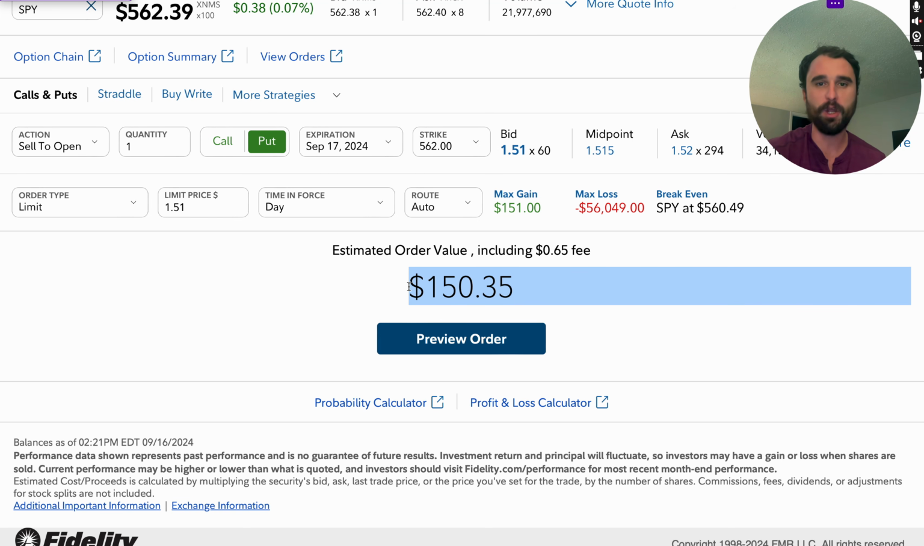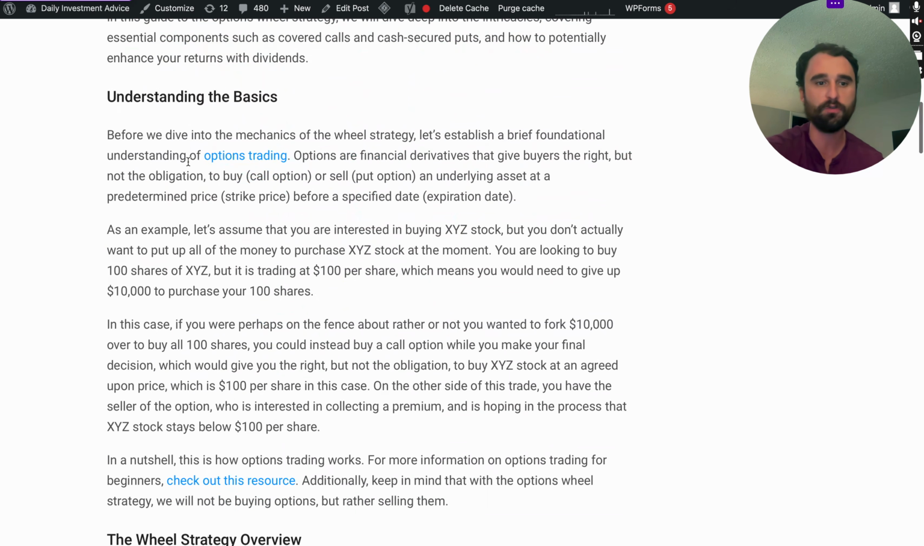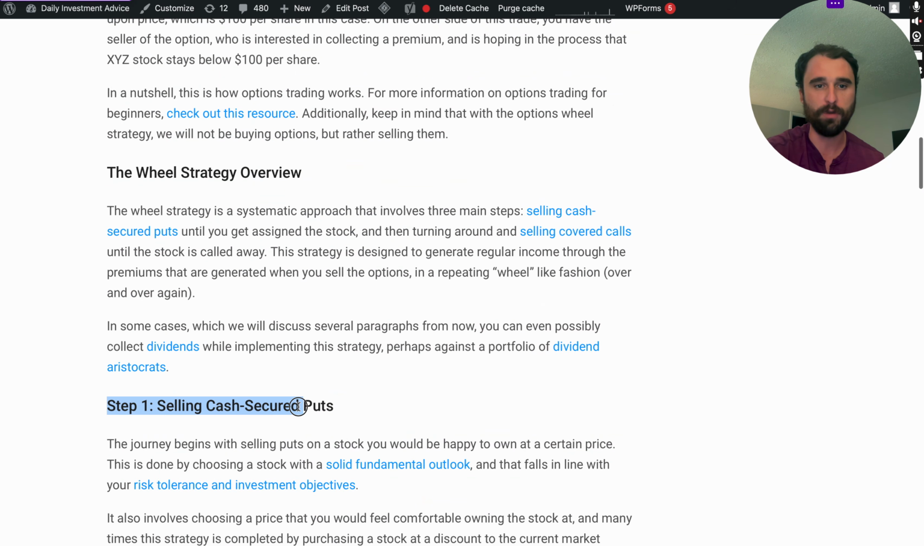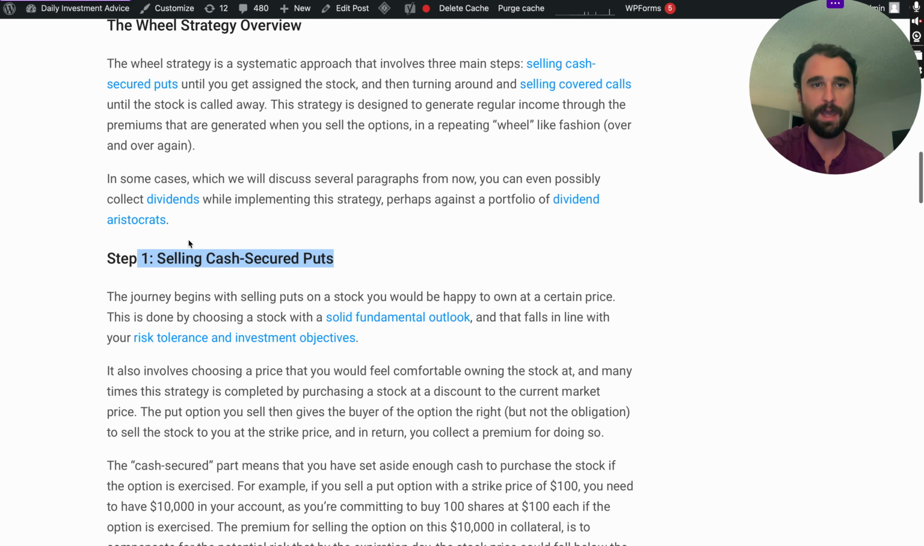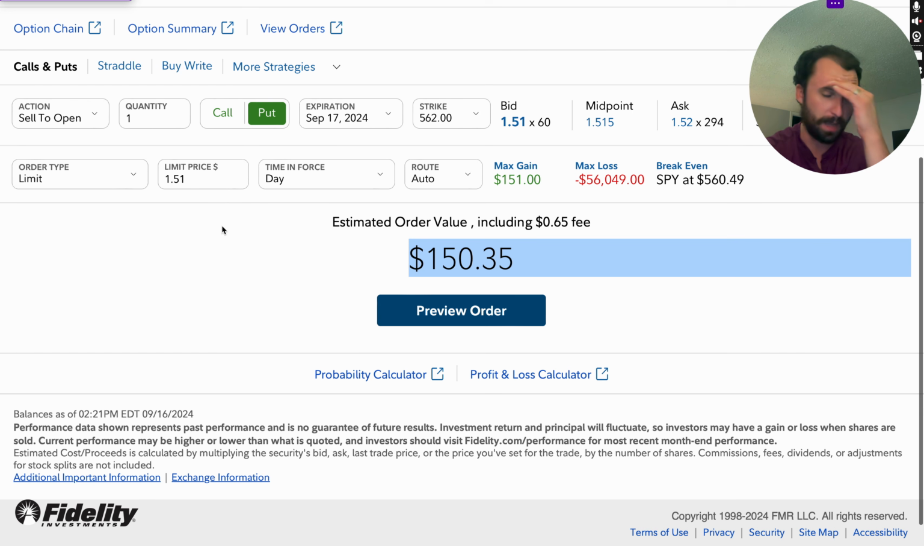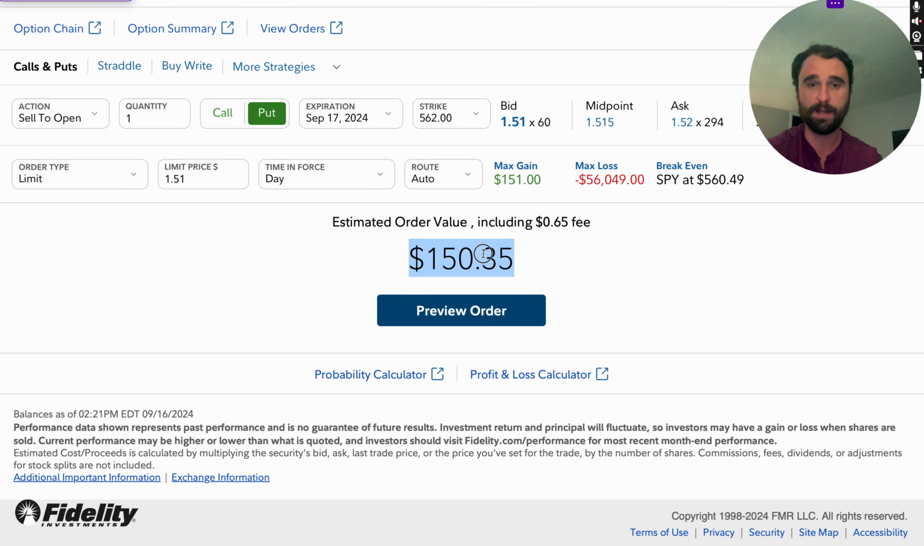The idea here is that the entire wheel strategy involves, first of all, we sell a cash secured put. That's the first step that we're on right now, when we look at my Fidelity account here. I'm actually entering a trade for a cash secured put. And in simple terms, a cash secured put is basically getting paid to buy a stock or ETF, because you're getting this $150 credited into your account. You're earning this money, it's going into your account right away, and that is yours to keep no matter what happens.